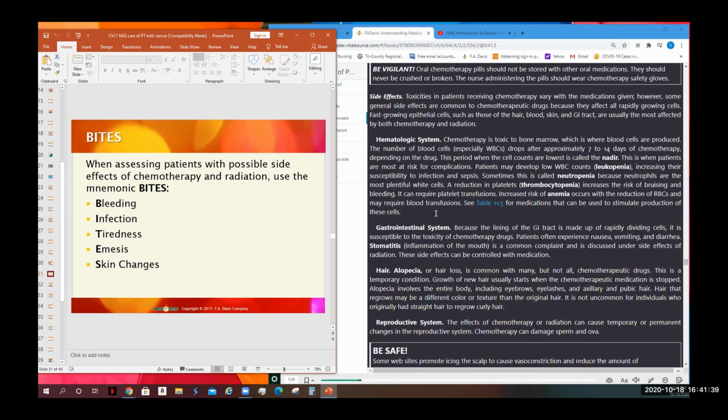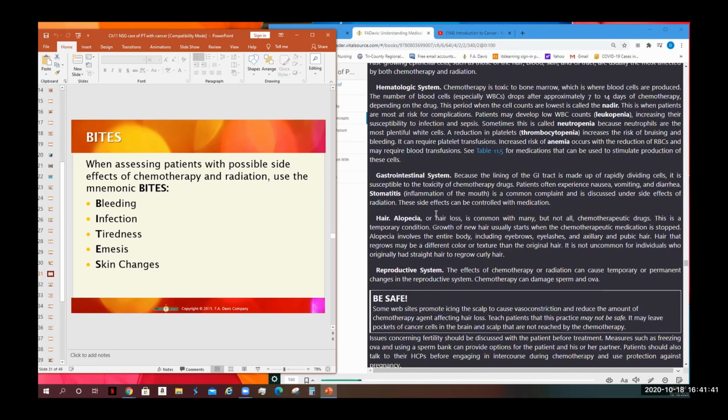Gastrointestinal system. Because the lining of the GI tract is made up of rapidly dividing cells, it is susceptible to the toxicity of chemotherapy drugs. Patients often experience nausea, vomiting, and diarrhea. Stomatitis, inflammation of the mouth, is a common complaint and is discussed under the side effects of radiation. These side effects can be controlled with medication.